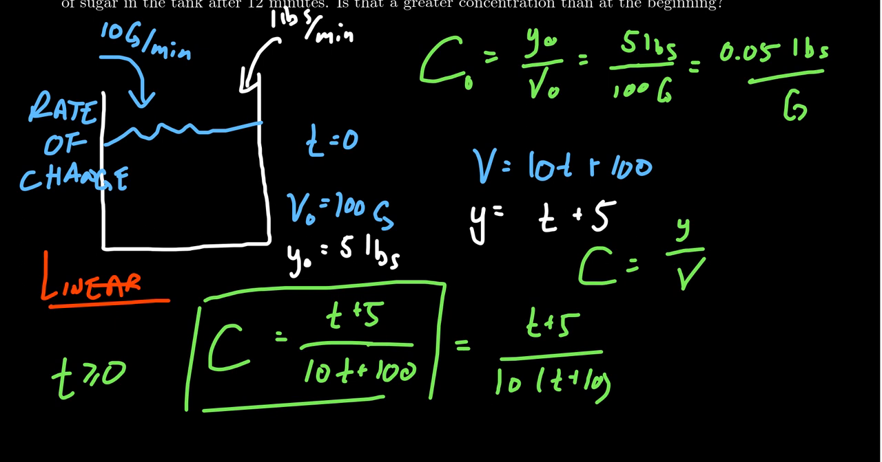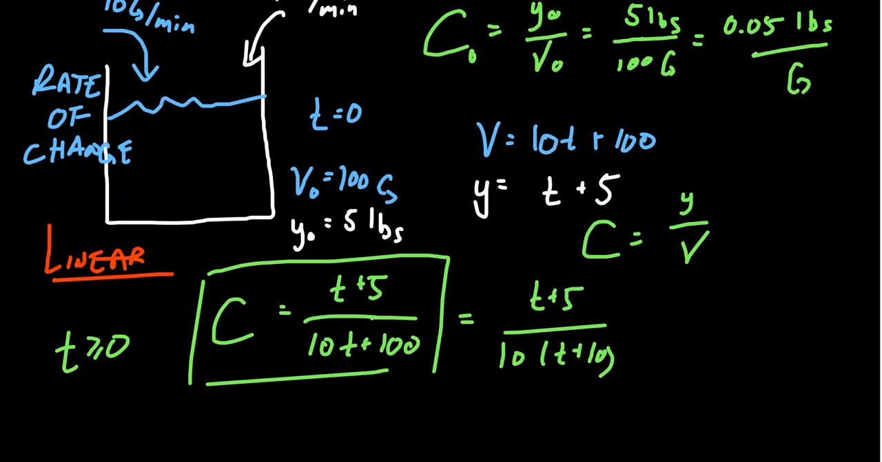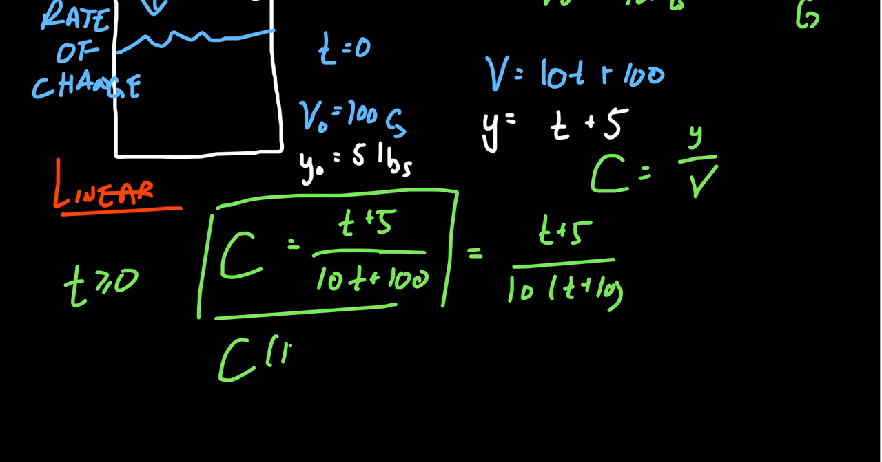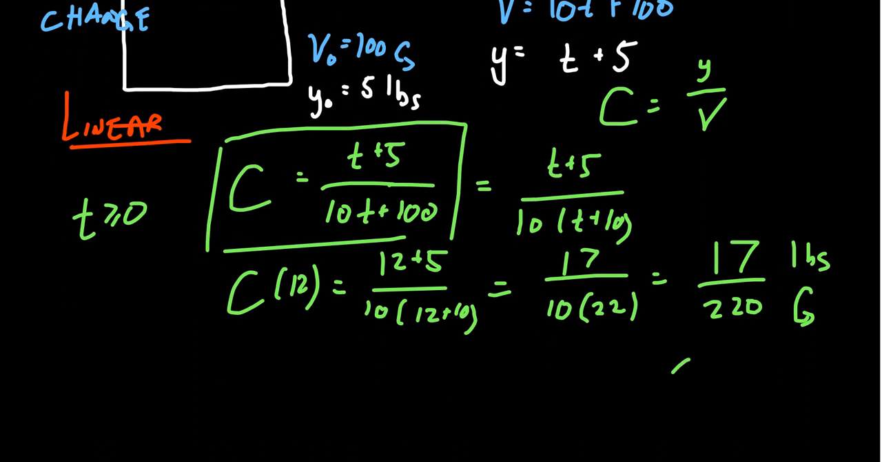So what was asked, though, was what is the concentration after 12 minutes? So we have this initial 5% value, and we want to compare that to the concentration after 12 minutes. So we're going to get (12 plus 5) over 10 times (12 plus 10), for which we get 17 on top, 10 times 22 on the bottom. So we get 17 over 220. That's our concentration, in pounds per gallon. As a decimal, this is approximately 0.077 pounds per gallon. And that's the comparison we want to make.